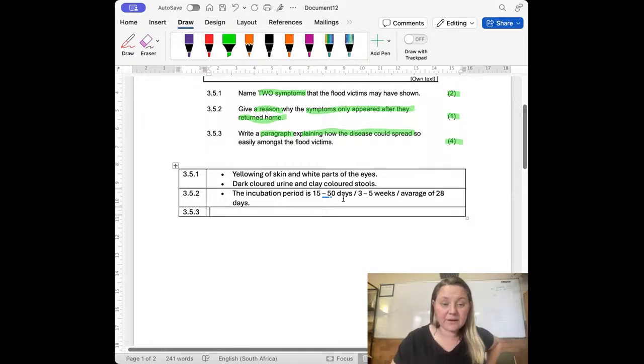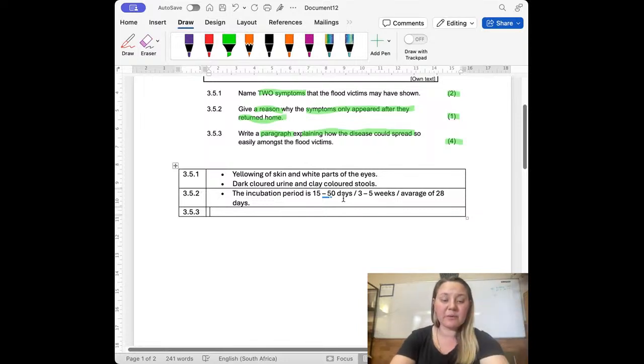Right. Then 353. Write a paragraph explaining how the disease could spread. So when we talk about the spreading of the disease, it is the transmission of the disease. And when they ask for a paragraph, grade 12, please make sure that you answer in a paragraph, that you are not answering in bullet points. Okay, you are going to lose a mark. We subtract a mark at the end of the year. So where your one sentence ends, your next sentence needs to start.